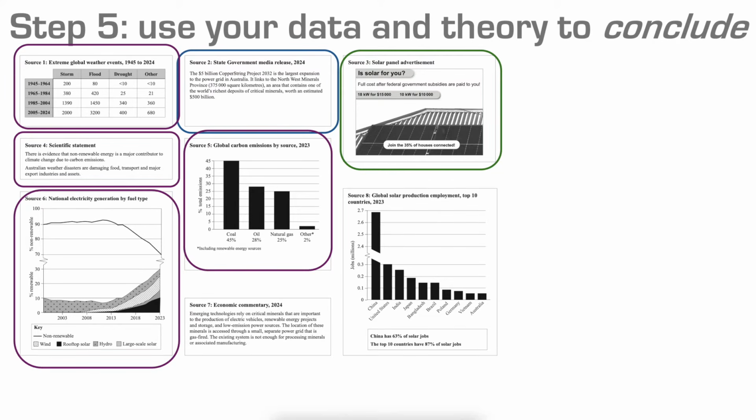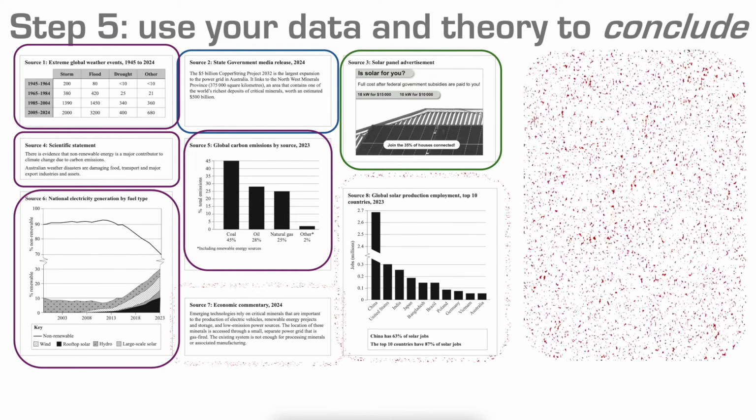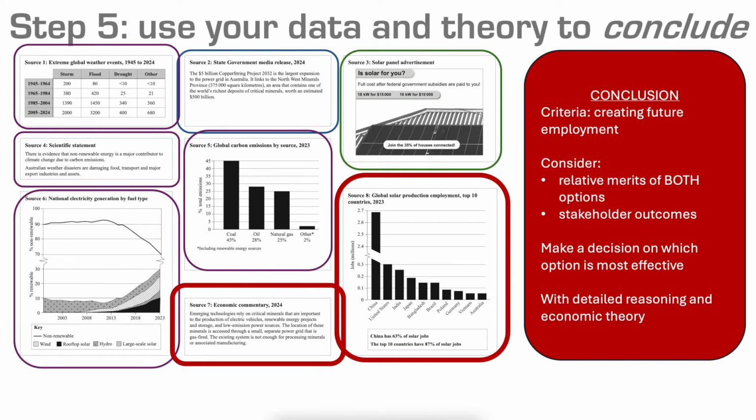Our final step is to use our data and theory to make our conclusions. And we can see now that we've used all the sources up to source 6, which leaves us with a couple of sources available for our conclusion. We need to think clearly about creating future employment as our criteria. We'd want to make sure that we consider the relative merits of both options and consider stakeholder outcomes: households, firms, and governments. Make your decision on which option is most effective.